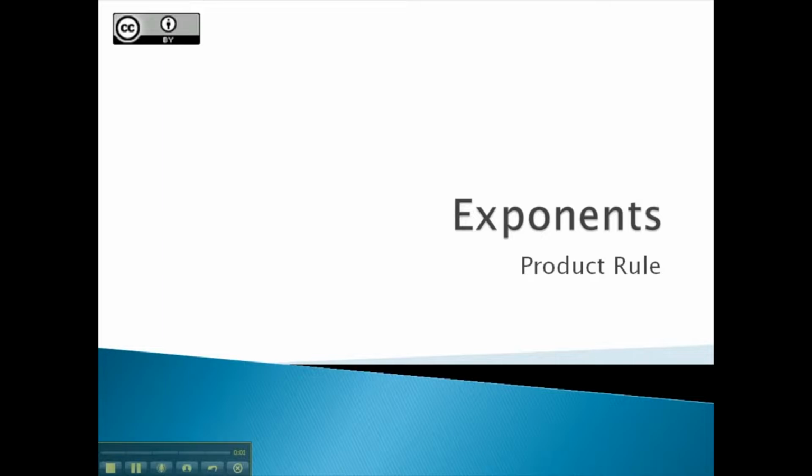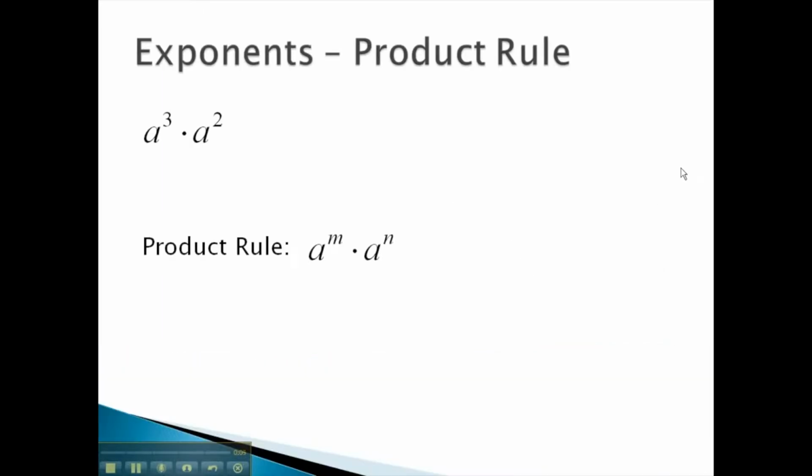In this video, we are going to look at simplifying exponents using the product rule. To set this up, we will consider the expression a cubed times a squared. A cubed means a has been multiplied 3 times. A squared means there's 2 a's. This means in the expression, there are a total of 5 a's, or a to the 5th, multiplied together.